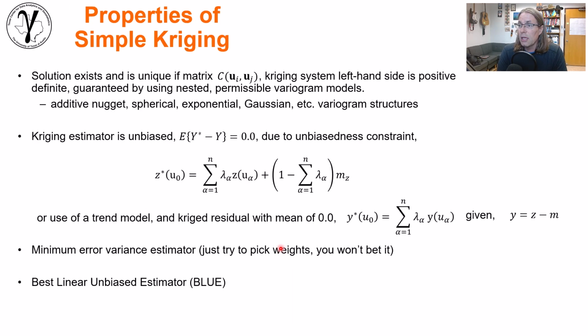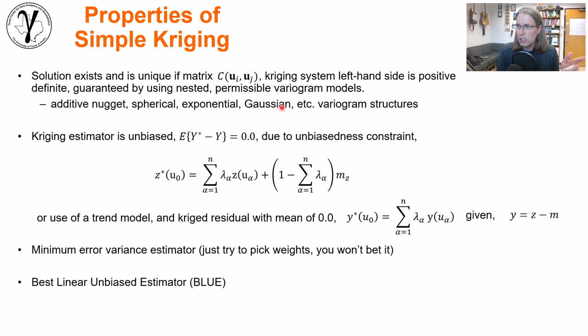What are some of the interesting properties of Kriging? Number 1, we can solve this system of equations, invert the left-hand side, multiply it by the right-hand side, and calculate the weights as long as the Kriging system left-hand side, this covariance matrix for redundancy, is positive definite. And this is guaranteed if you use nested permissible variogram models. And you probably remember that, the nugget, spherical, exponential, Gaussian, and there's more.